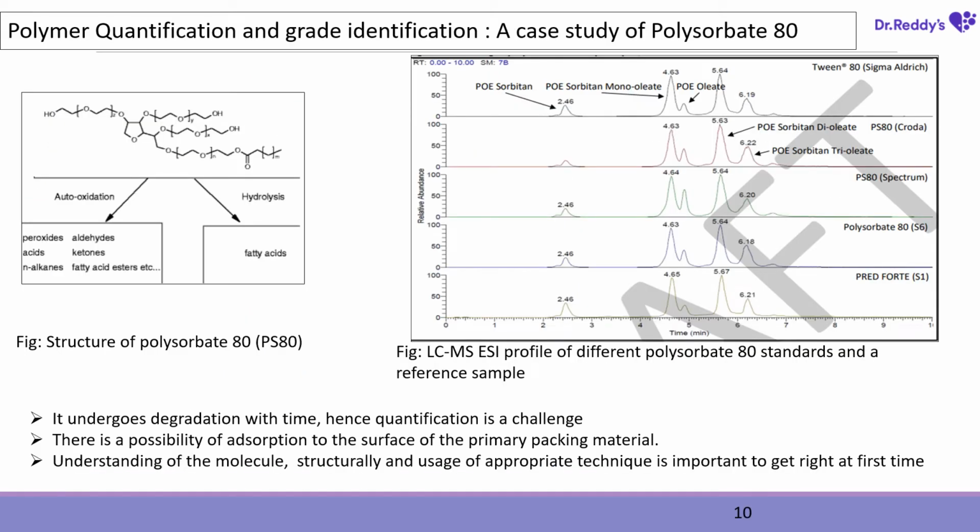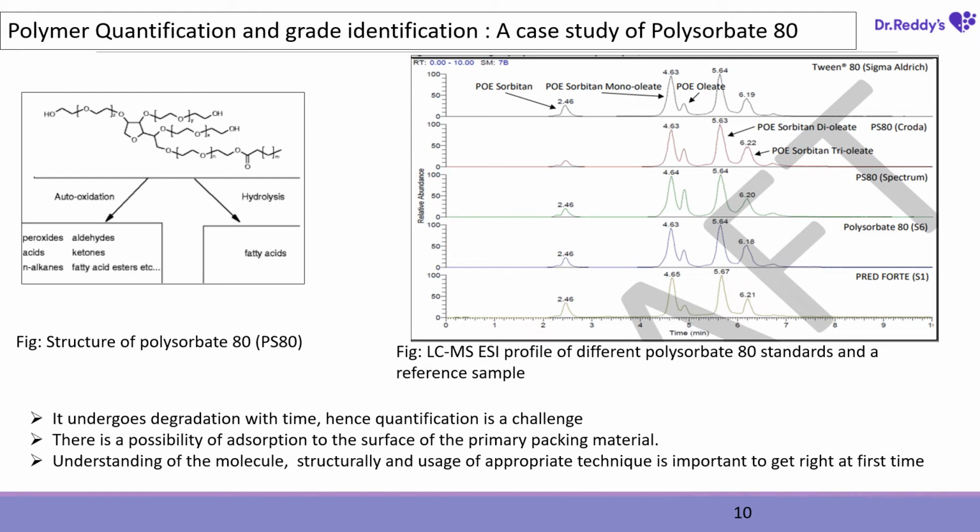So, as another example, as a case study, I'll be presenting on polysorbate 80. Polysorbate 80 structurally undergoes degradation upon hydrolysis and autooxidation. It gives different fatty acid chains and peroxides, aldehydes, ketones, etc. So it is very important to use the right tool for quantification of polysorbate 80, and also to understand the extent of degradation to compensate for accurate quantification of polysorbate 80.